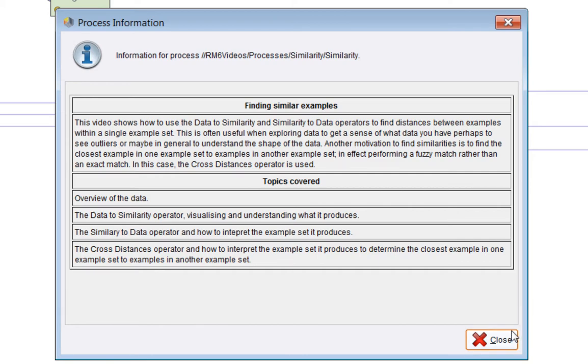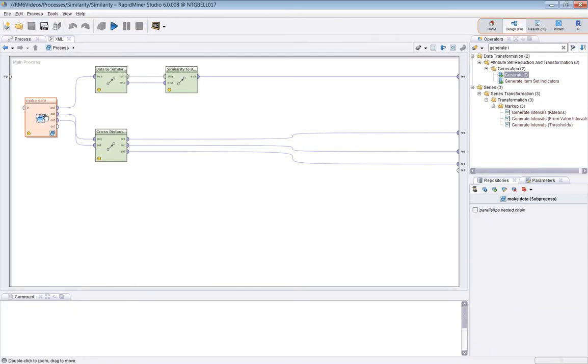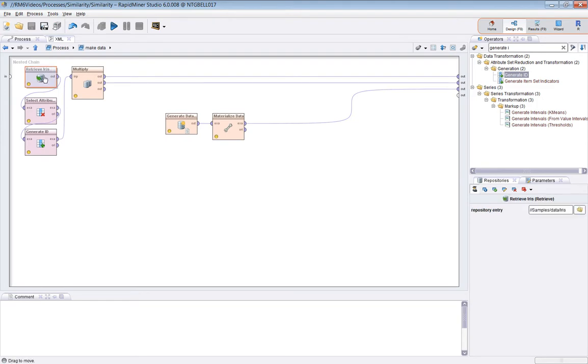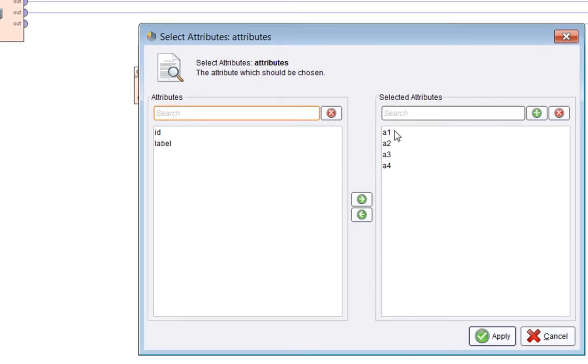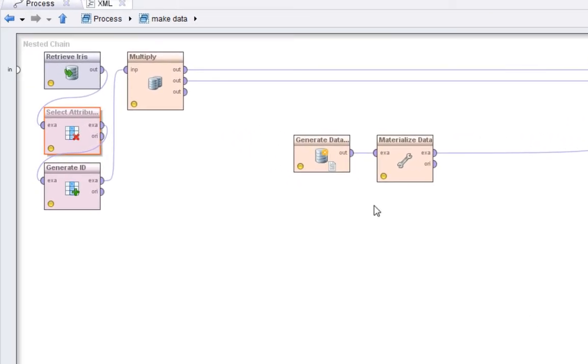So let's start by looking at some data. I've simply used the Iris data set. And what I've done is I've selected only the regular attributes, which, if you may remember, are A1 to A4. And then I've regenerated an ID as a numerical value.